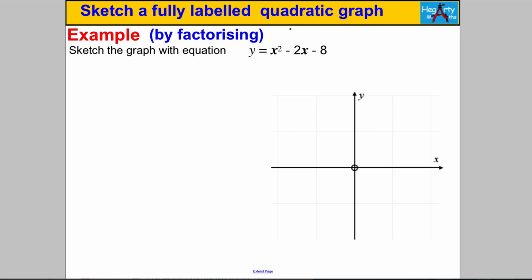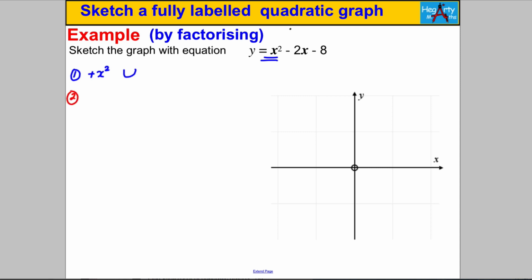I want you to pause the video and see if you can draw, sketch and label up this particular quadratic, and this time I'm just going to do a bit of restriction on you. Please only use factorising, don't use completing the square. Pause, have a go. Okay, first thing first, you should look at that and say it's a positive x squared graph. Given that it's a positive x squared graph, you know that it is a U-shaped parabola.